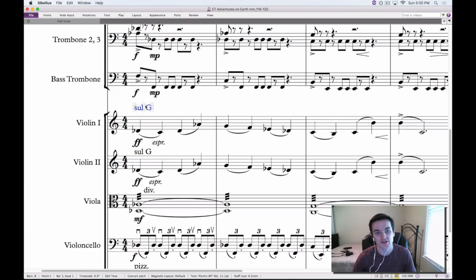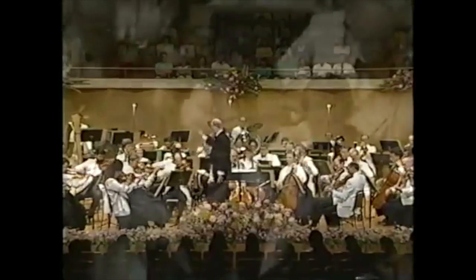In addition to this, he marks sul G, which means to play on the G string. So rather than starting on the G string and then string crossing to the D string or the A string for a higher note, they're playing it all on the lowest string. This makes a couple of things happen in live performance. One, it makes them play with portamento, because rather than just switching to another string like you would on a guitar, they're having to slide up to the note, and you can see this in the video.